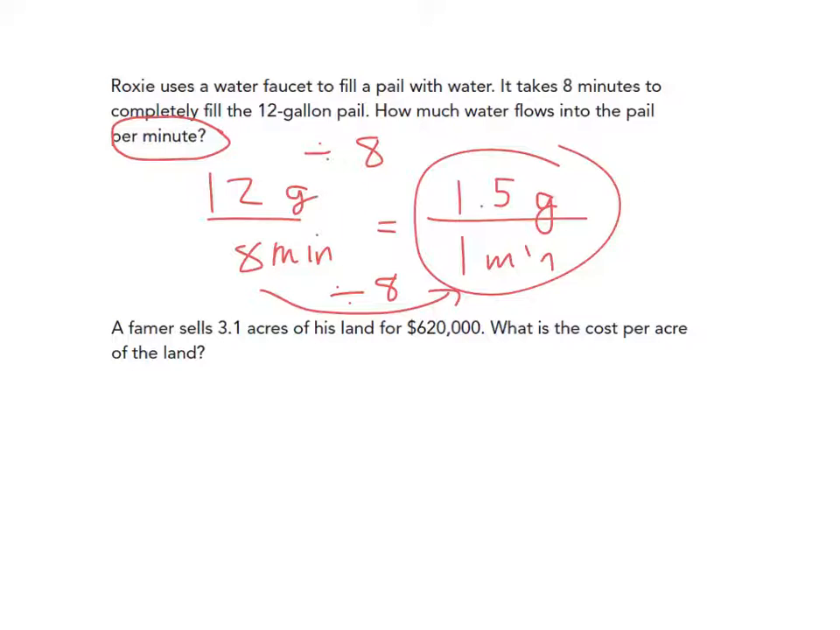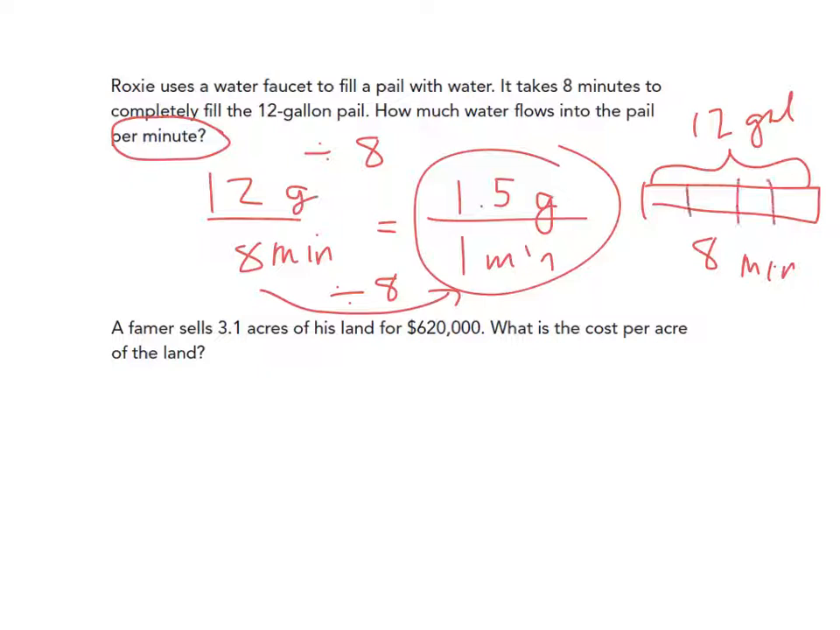I could also think of it this way. If I know that this is representing 12 gallons, but that's over the course of 8 minutes, if I were to take this and cut it into eighths, I just have to take the 12 and divide it by 8 to, again, get my unit rate.